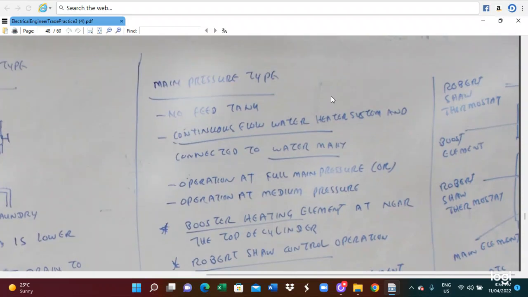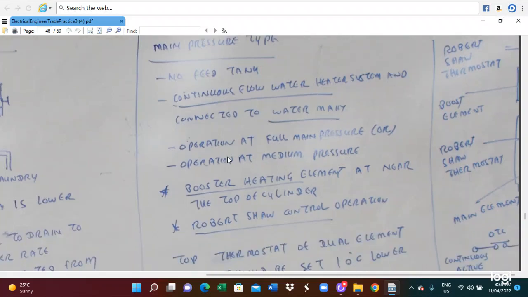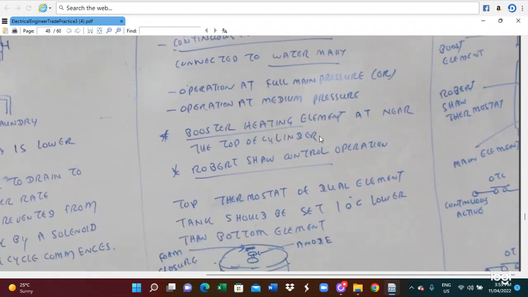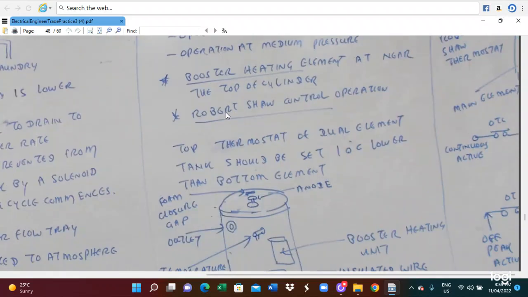So this is a no feed tank. Continuous flow of water is connected to the water main, operating at the full mains pressure or at the maximum medium pressure. The booster heating element is connected near the top of the cylinder, and a robot shock control operation is included.